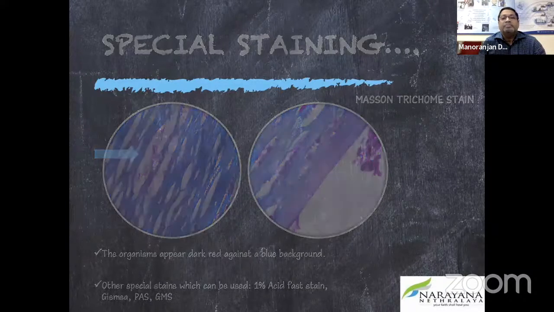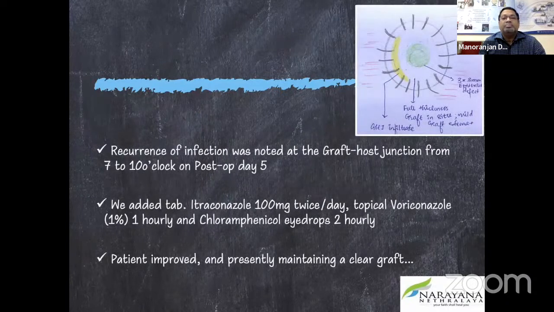A recurrence of infection was noted at the graft host junction from 7 to 10 o'clock on post-operative day 5. We added a tablet itraconazole 100 mg, topical voriconazole and chloramphenicol eye drops 2 hourly, post which the infection resolved and the patient became symptomatically better. He maintains a clear corneal graft and a normal posterior segment.